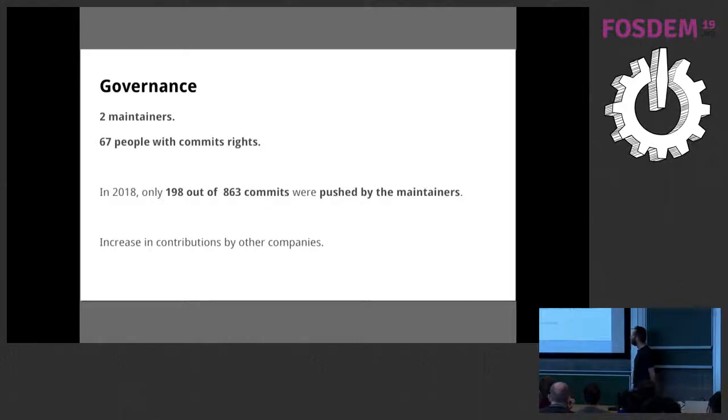As for some statistics, in 2018 less than 200 patches out of 860 were pushed by the maintainers. Everything else was pushed by people having commit rights and cross-reviewing that stuff. And this model is working quite well. We tried to model ourselves after i915, and now DRM also has two maintainers and a lot of people doing stuff.